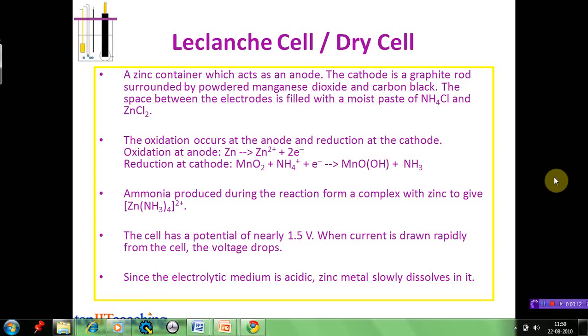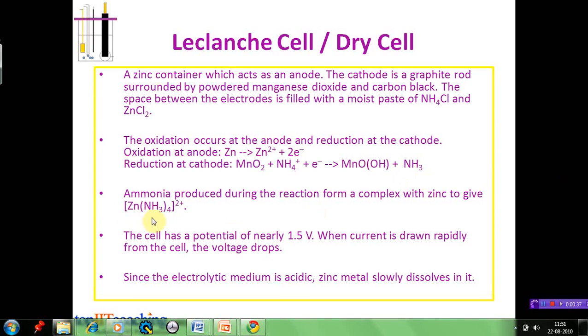It consists of a zinc container which acts as the anode, and a graphite rod surrounded by powdered manganese dioxide and carbon black, which acts as the cathode. The space between the anode and the cathode is filled with moist paste of ammonium chloride and zinc chloride. The oxidation occurs at the anode, in which zinc is oxidized to zinc ions, and the reduction occurs at the cathode.